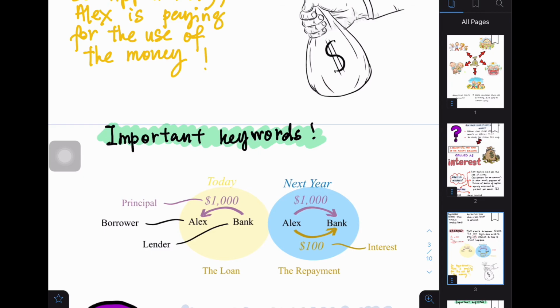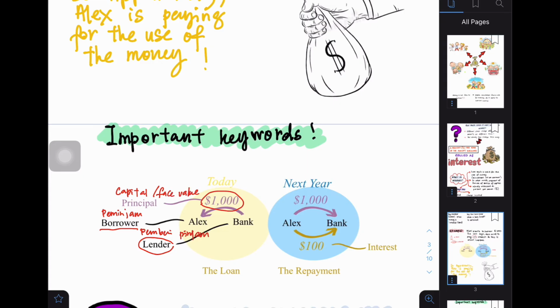The first keyword is borrower. Borrower ni maksudnya adalah peminjam. So dalam kes ni Alex adalah peminjam, borrower. And the bank we call it as a lender. Lender ini adalah pemberi pinjam. Then the value yang Alex pinjam ni kita panggil dia sebagai principal, ataupun kita boleh panggil dia sebagai capital, atau face value, duit muka ataupun modal.